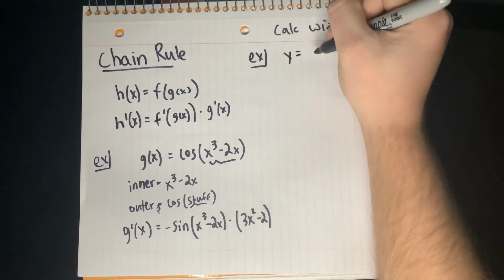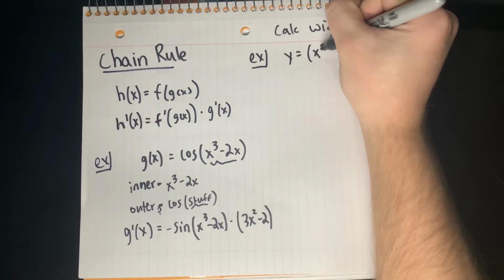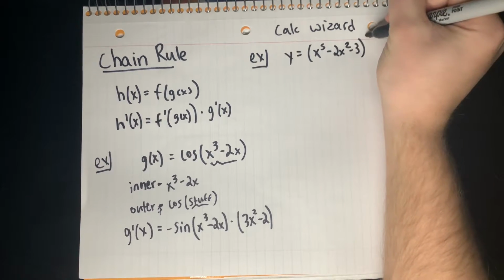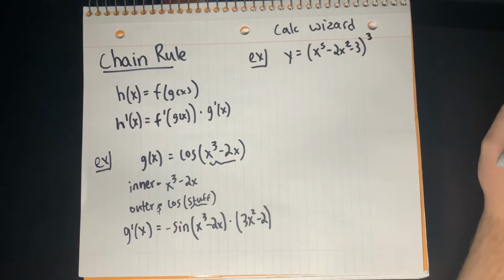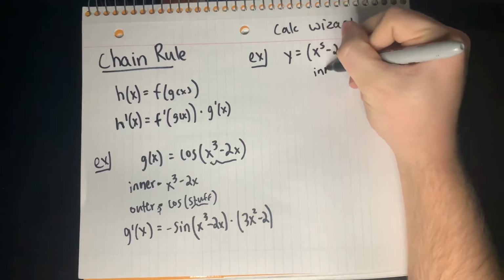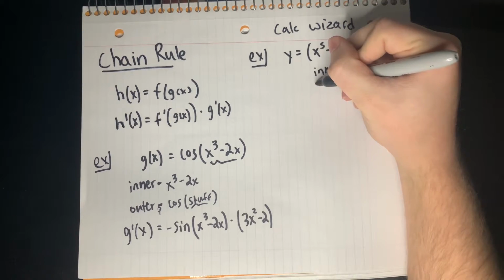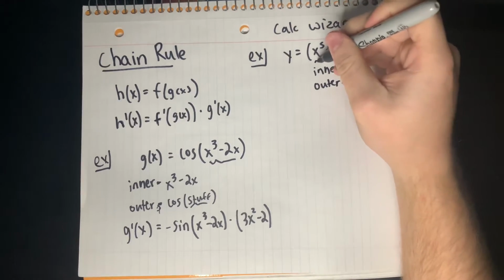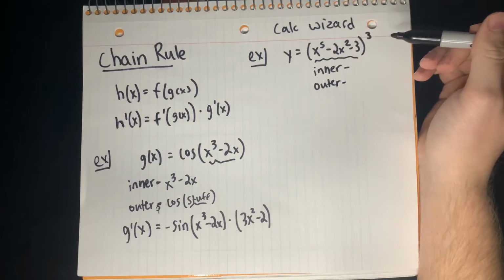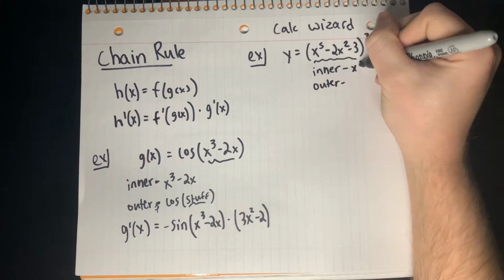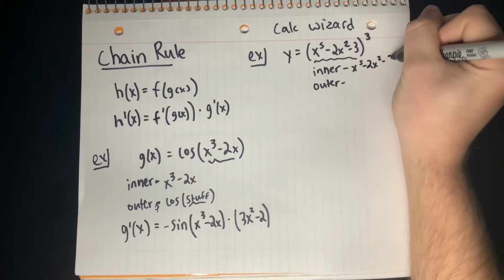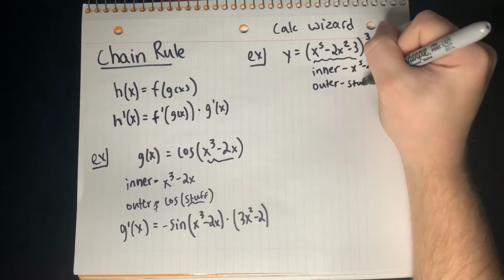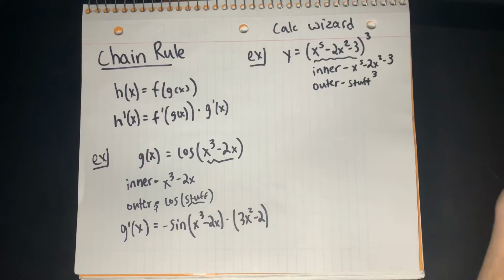We're going to have y equaling x to the 5th minus 2x squared minus 3, all cubed. Okay, we're going to have to determine our inner and outer functions first because we can see this is going to be a chain rule problem. So our inner function is going to be this x to the 5th minus 2x squared minus 3. And our outer function is going to be our stuff on the inside, all cubed, okay?